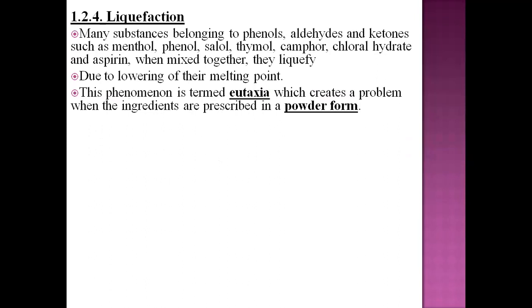ليه؟ عشان بيحصل لورنج للميلتنج بوينت. يعني مثلا هديك اكزامبل بس ده مش رقم حقيقي، زي مثلا كامفر الميلتنج بوينت بتاعه، يعني هي تتحول من سوليد لليكويد عند درجة حرارة 50 والسايمل عند 60، بس لما بتعملهم ميكسنج توجد الميكستشر ده الميلتنج بوينت بتاعه تبقى 16، تمام؟ فهيحصل ايه؟ ليكويفاكشن ات روم تمبرتشر.